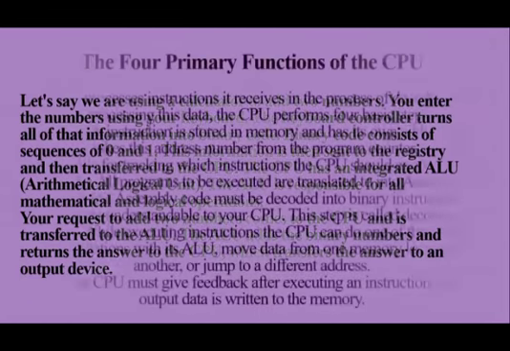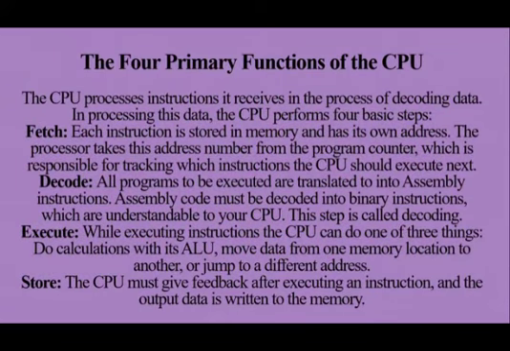The four primary functions of the CPU. The CPU processes instructions it receives in the process of decoding data. In processing this data, the CPU performs four basic steps. Number 1, fetch. Fetch means to get. Each instruction is stored in memory and has its own address. The processor takes this address number from the program counter, which is responsible for tracking which instructions the CPU should execute next.